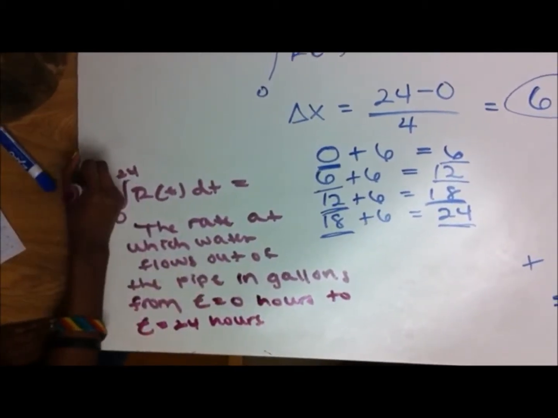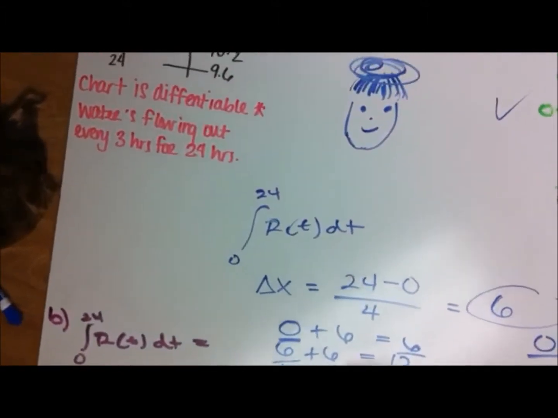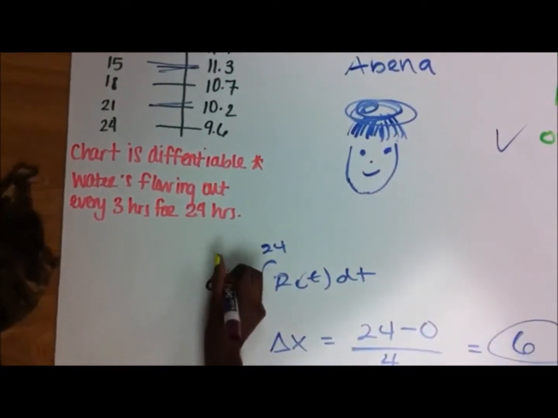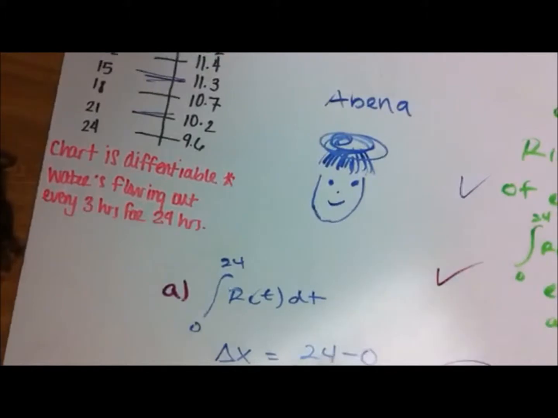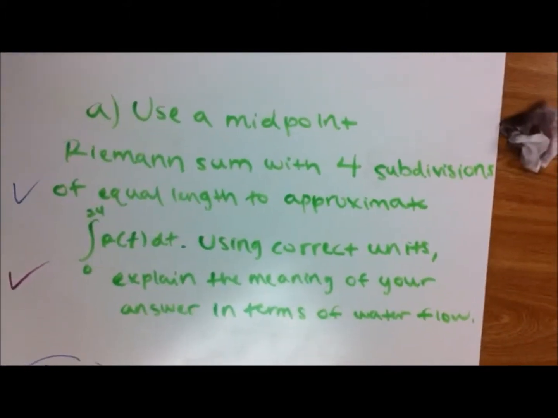And I'm going to label this one B. And I'm going to go back and label this first part right here A. So now you've answered both questions, and you know how to do the midpoint Riemann sum. Now we shall move on.